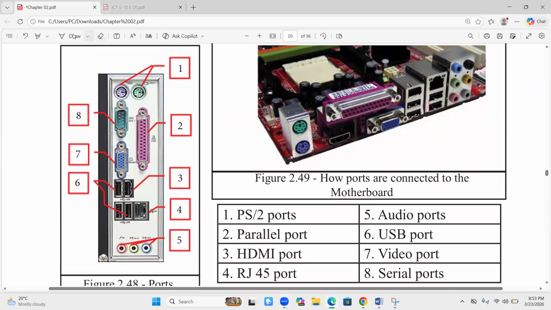The first one is PS2 ports. There are two colors. The second one is a parallel port with a pink color. The third one is the HDMI port. The fourth one, RJ45 port. The fifth one is audio ports. The sixth one is USB port. The seventh one is video port. And the eighth one is serial port.